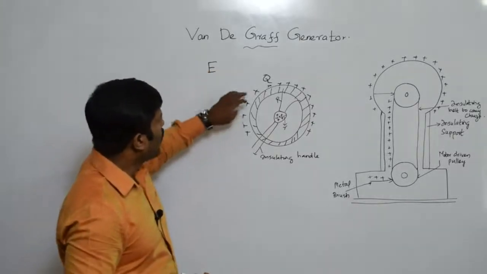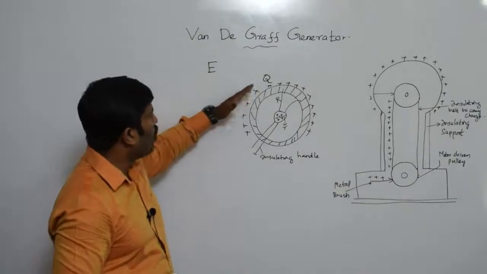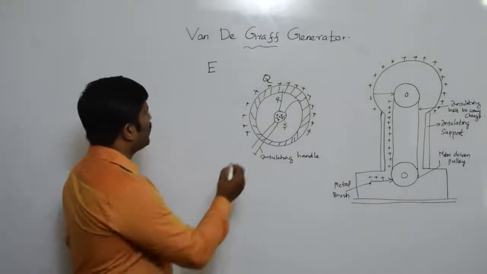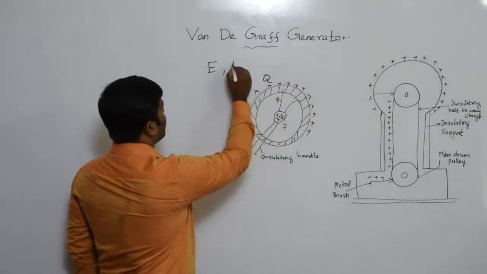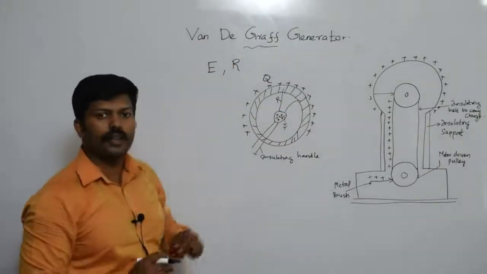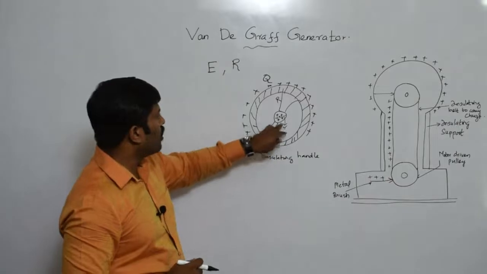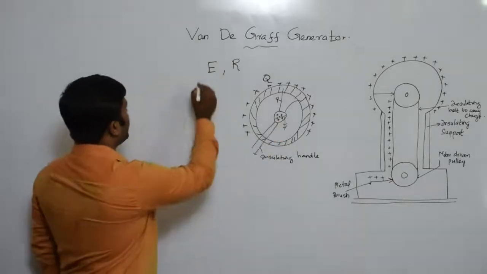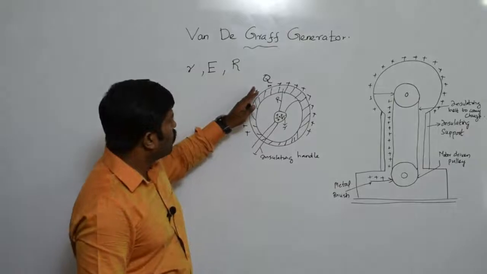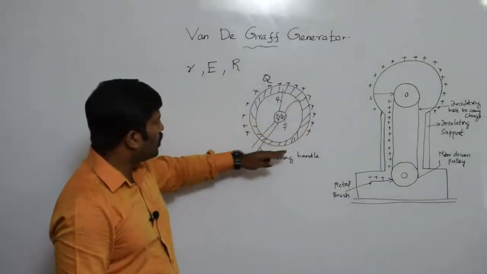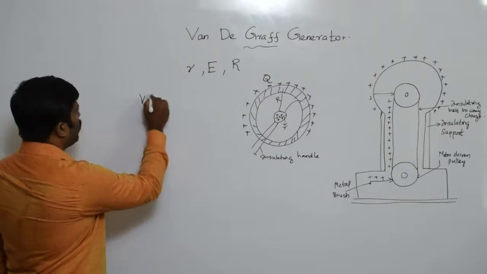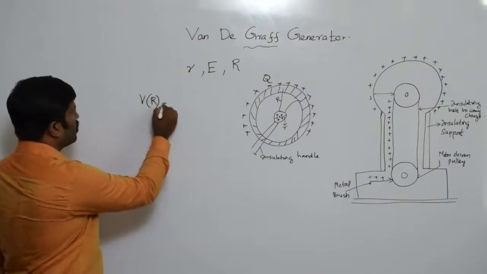Now, I am going to find out the potential of the metallic sphere. Consider the radius of the outer metallic sphere as capital R, and the small sphere is having a radius small r. As I have told you, I am going to find out the potential of the metallic sphere. So, it will be V of R.